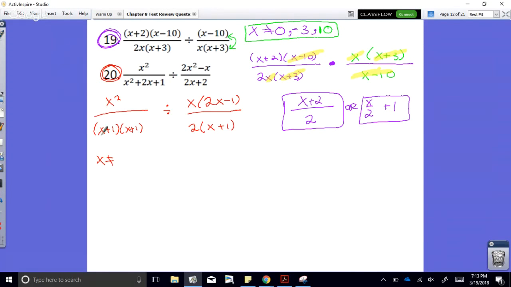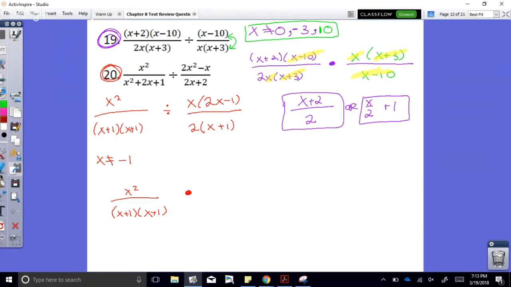I can go ahead and do my restriction. So the plus 1 says that x cannot be negative 1. The 2 out by itself doesn't do anything because it's just a number. This another x plus 1 says that x cannot be negative 1. So I have my restriction for that piece. We're then going to write this as x squared over x plus 1 times x plus 1. We're going to turn it into a multiplication problem.